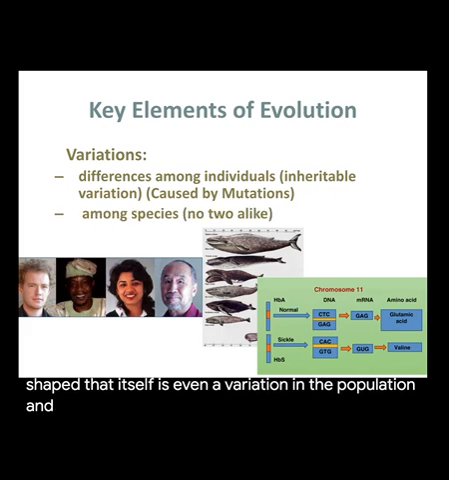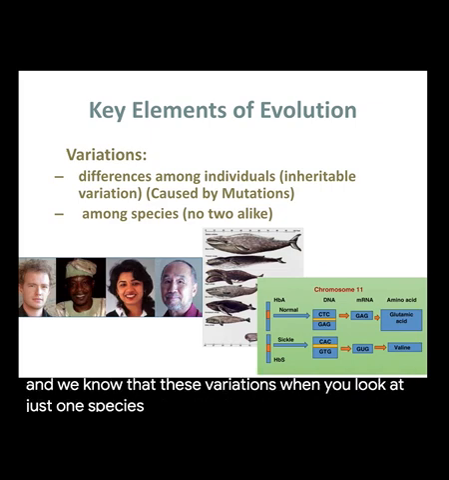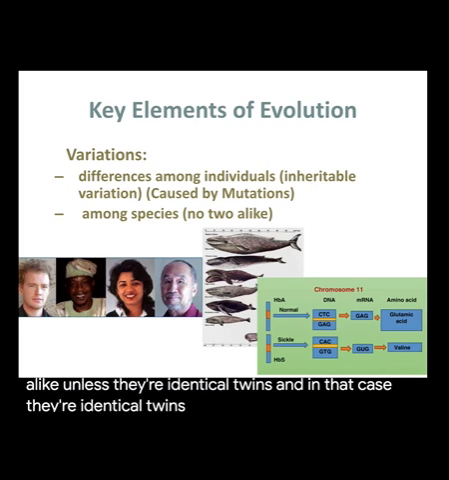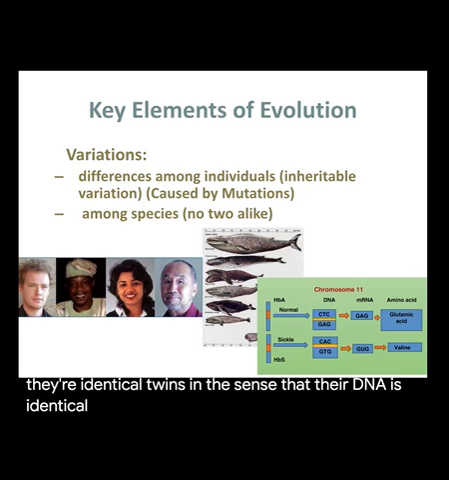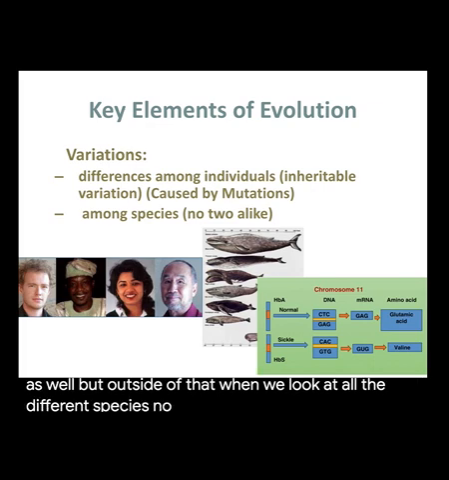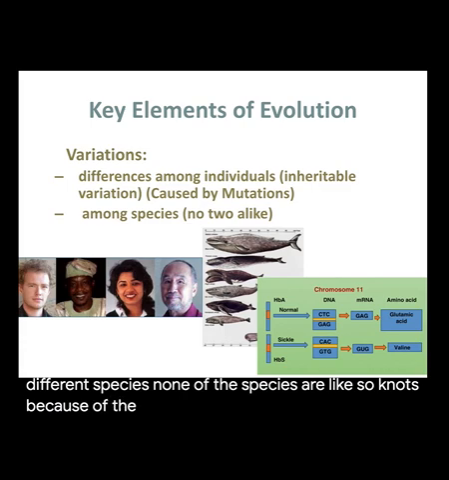And we know that when you look at just one species, there are no two individuals alike unless they're identical twins. In that case, they're identical in the sense that their DNA is identical, so of course those variations will be identical as well. But outside of that, when we look at all the different individuals, none are alike. That's because of the variations within that population.